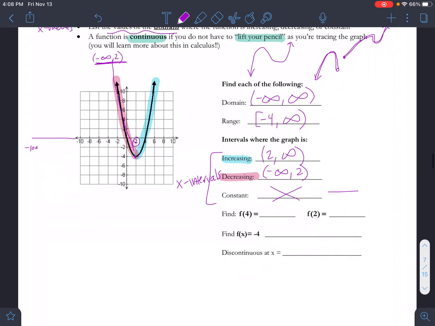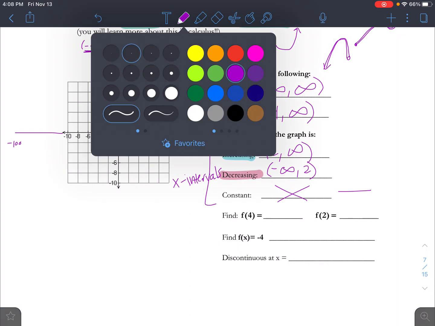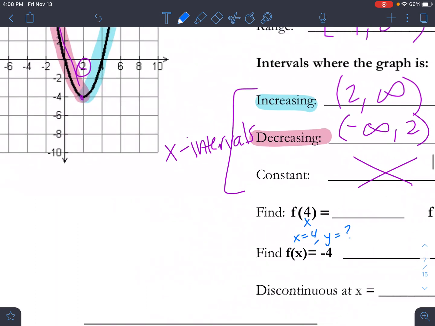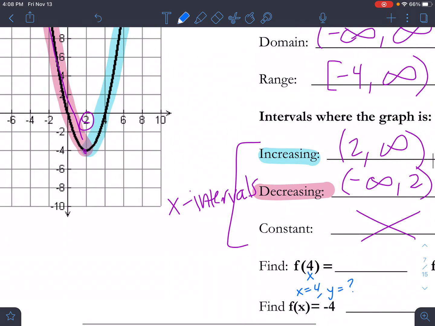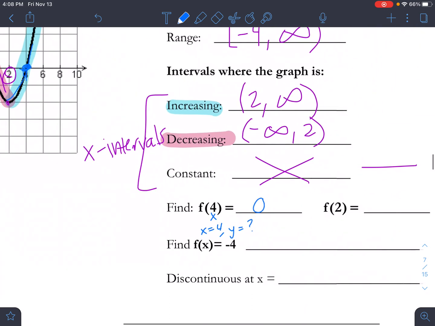All right, now some new pieces you want to talk about. Find f of 4. Well, what does that mean? F of 4 means when x equals 4, right? This is f of x. So when x equals 4, what is y equal to? Of course, that looks like an x. Sorry about that. Okay, f of 4, we go to 4. We scan over here to x equals 4. What's our y value? It is 0. Okay, this represents the point 4, 0.